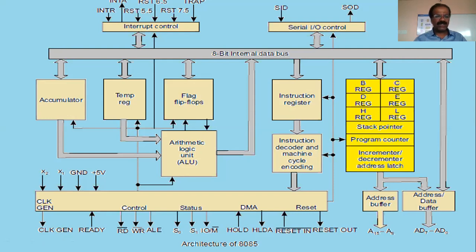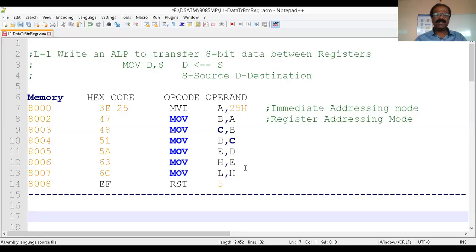First I'm going to explain the program, then I'm going to write the opcode, then I'm going to execute the same program in the 8085 microprocessor kit. So I'm going to consider that program here. So this is the program.